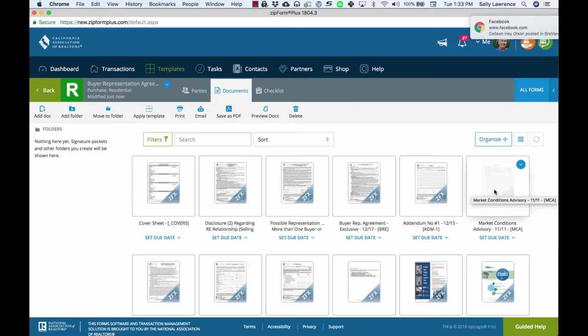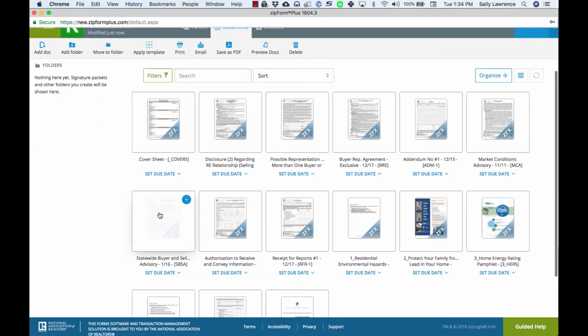In addition, a not required document, but one that most people would want to have included, is the market conditions advisory, the statewide buyer and seller advisory. Both of these contain a lot of good information that most buyers don't even see until maybe the time they're writing the offer, and depending on the agent that they're working with, they may not even see them then. In addition, we may include an authorization to receive and convey information if we need to be able to be in contact with people who handle your financial information.